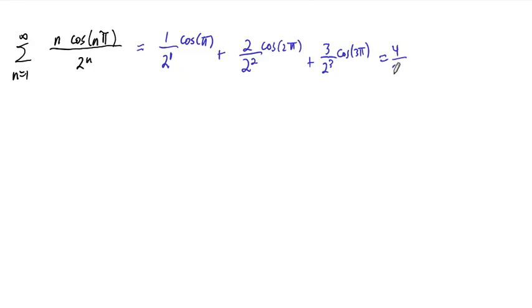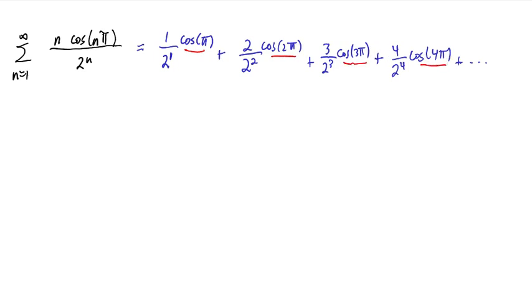So 4 over 2 to the 4. This is supposed to be a plus sign. So we're adding the next term, 4 over 2 to the 4 times cosine of 4 pi. And this is probably enough, so let's see what happens here. As we start to work these out, all these numbers we can just leave as they are, but let's take a closer look at these cosine values.